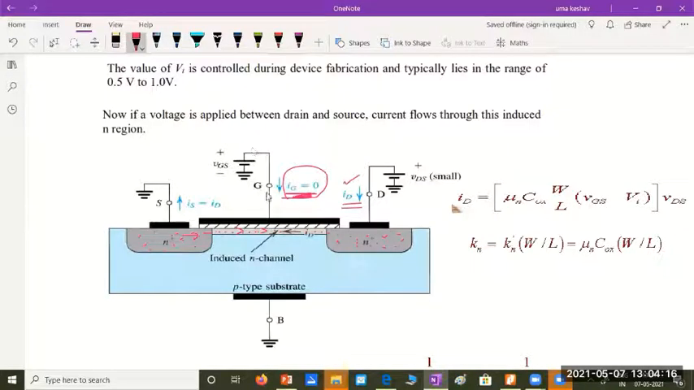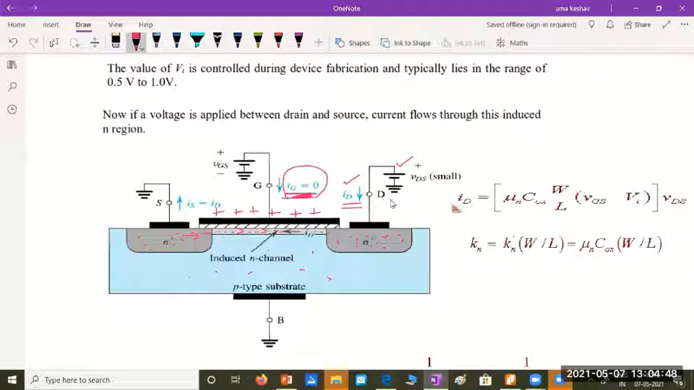This is needed to give a positive voltage here. When this is kept positive, it will attract all the negative electrons from the p-type substrate to form the channel. So what we now know is the drain current will start flowing if I give a positive voltage between the drain and the source. And this drain current actually will be represented using Shockley's equation.